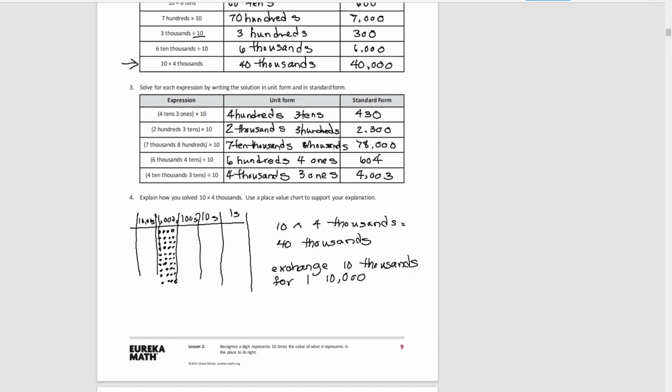So let's do that. So now we have 4 10,000ths, which equals 40,000, which is what we got up here. Okay, moving on.